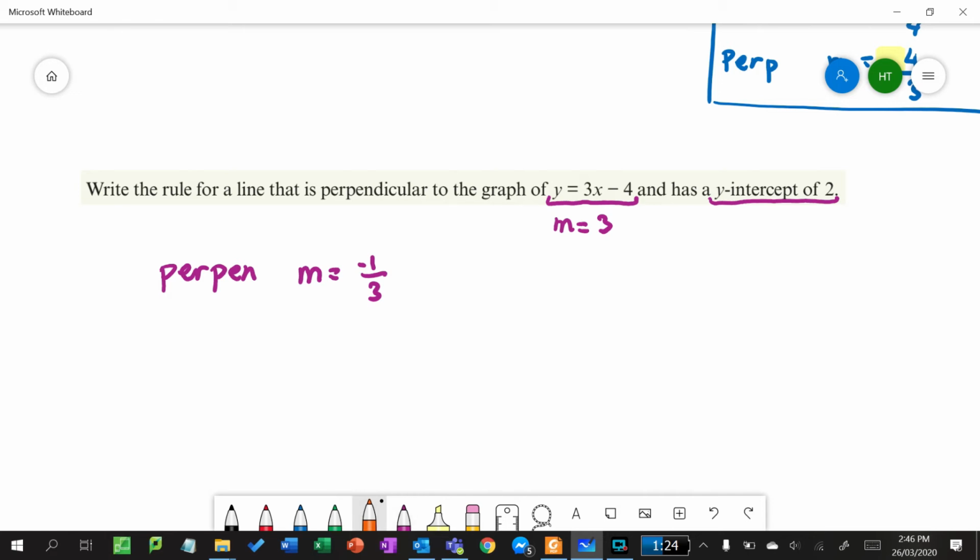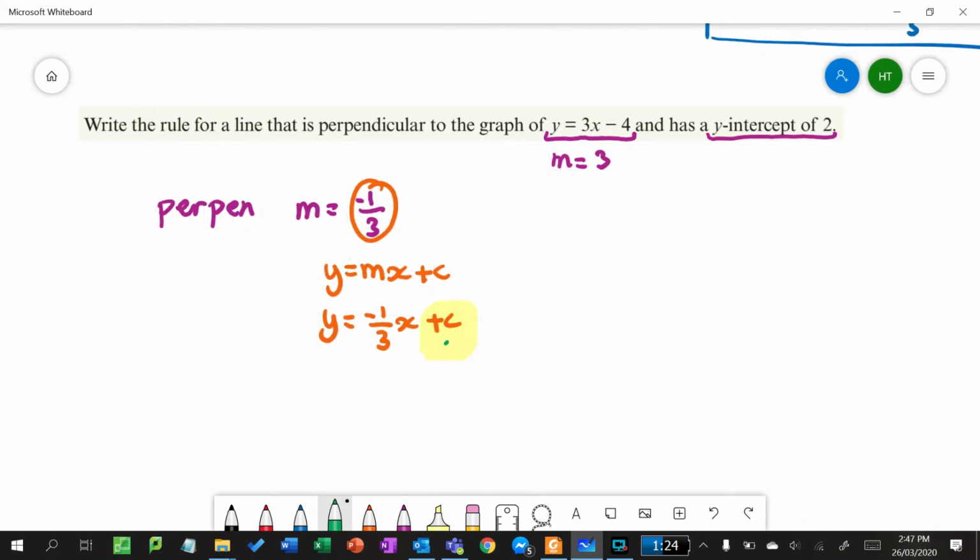And I know that my straight line always has the form of y equals mx plus c. Y equals m, which I found here to be negative 1 over 3, x plus c. Now I need to find c. And I know c is the y-intercept, and they tell us the y-intercept in the question. So it becomes 2. So our equation becomes y equals negative 1 over 3 x plus 2.